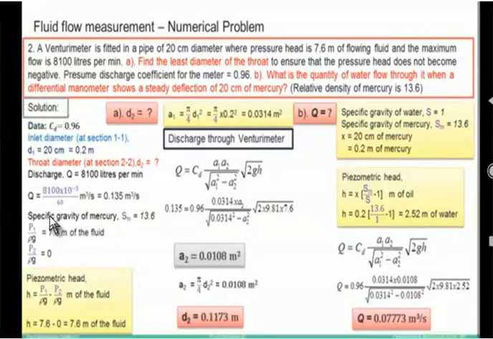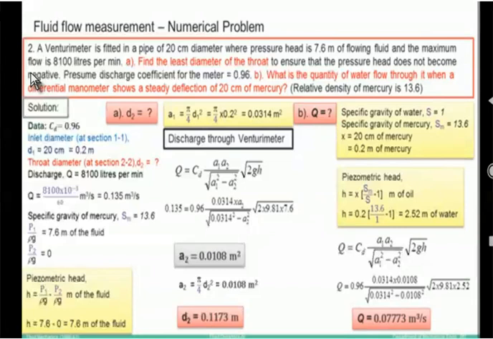Okay, next, specific gravity of mercury has been given, that is 13.6. Okay, now he has given the pressure. So pressure is 7.6 meter, that is pressure head, P1 by rho g is 7.6 meter of flowing fluid, and P2 by rho g becomes 0. Why is it taken as 0? Here he has mentioned that to ensure that the pressure head does not become negative, you have to consider it as 0.